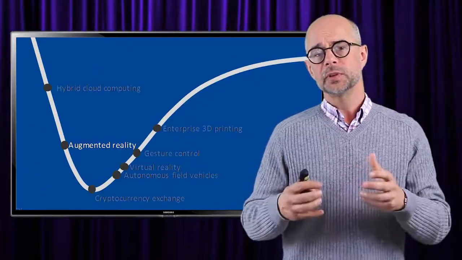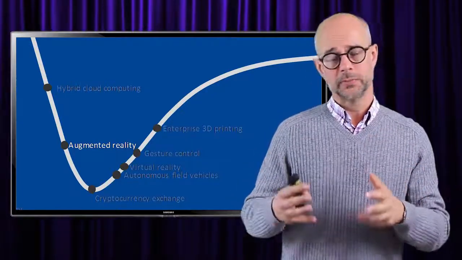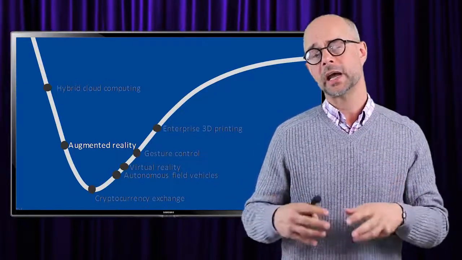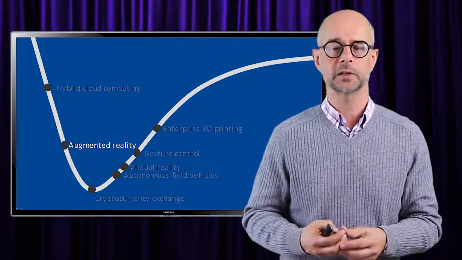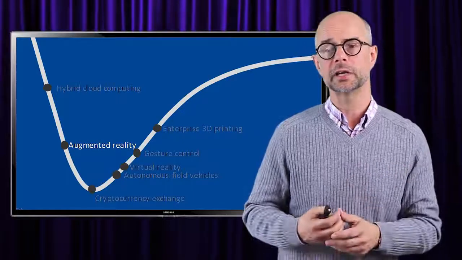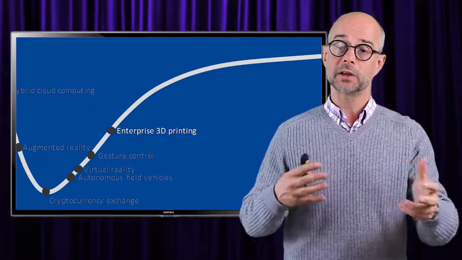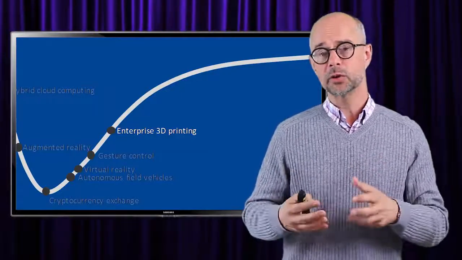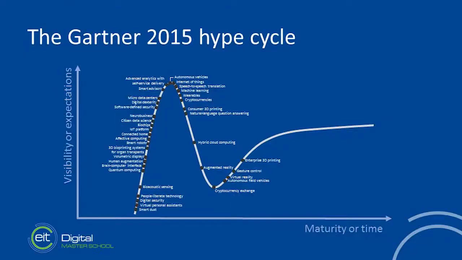The trough of disillusionment, there we have augmented reality. There has been a lot of talk about that, but we have seen quite few implementations and it still fails to deliver according to the initial expectations. Slope of enlightenment, there we have enterprise 3D printing, and it's really creating significant real value today for the enterprises. And if we move on to the plateau of productivity, there of course we have established technologies.